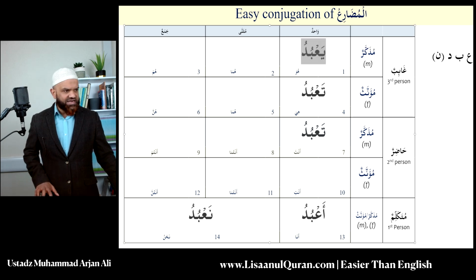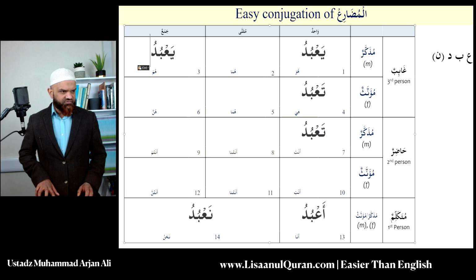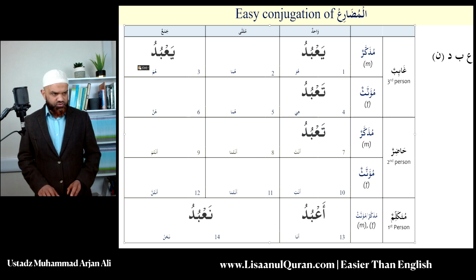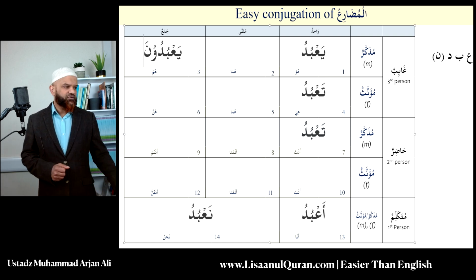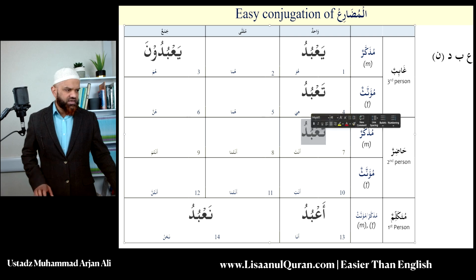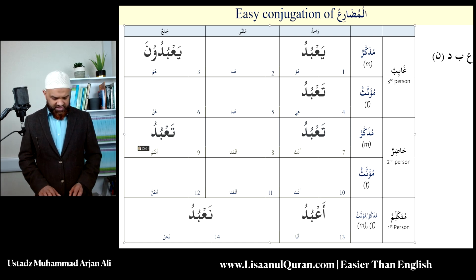Now we want to go to the plural of ya'budu. We will just add a suffix to the end. So we have ya'budu, and then we just simply put waw and noon at the end. Ya'buduna, ya'buduna. And for anta, the plural will be exactly the same as ta'budu, except for the suffix that will come at the end, and we will just copy and paste to save time.